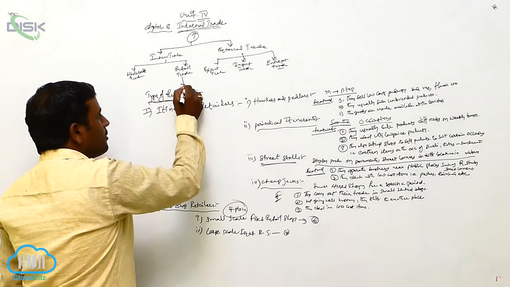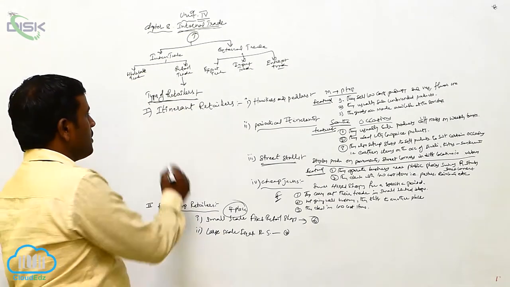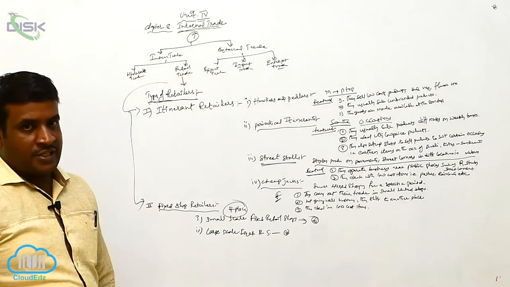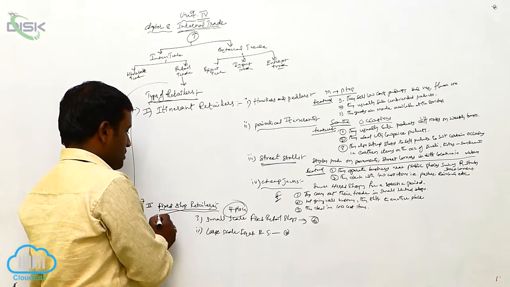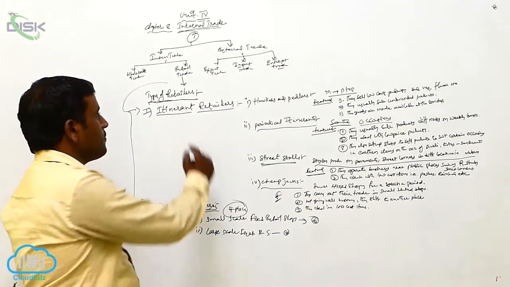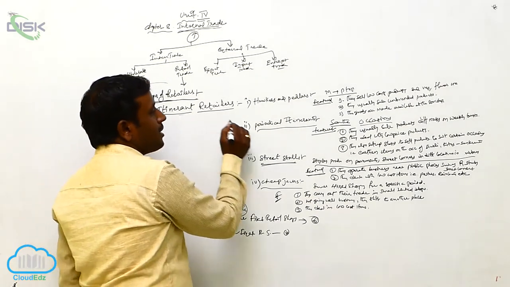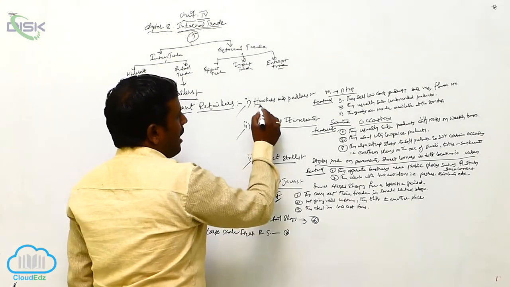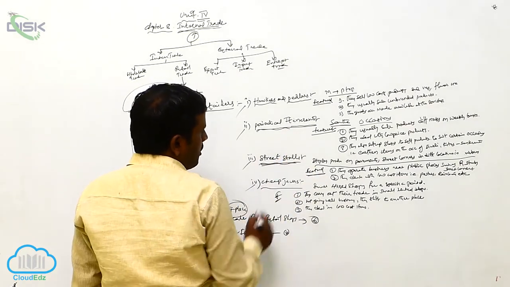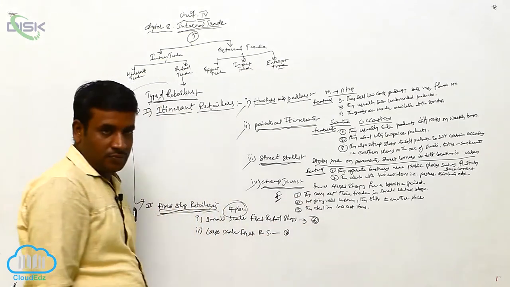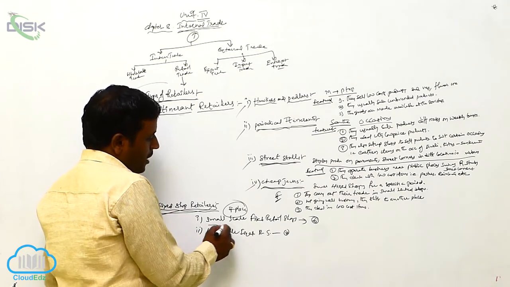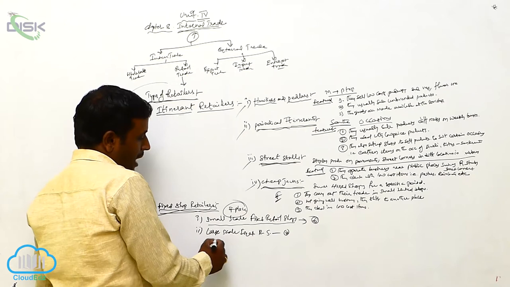So in retail trade, there are types of retail traders. What are they? Firstly, itinerant retailers. Secondly, fixed shop retailers. There are mainly two types of retailers. In itinerant retailers, we have four: hawkers and peddlers, periodical itinerants, street stalls, and cheap jacks. These are the four ways.